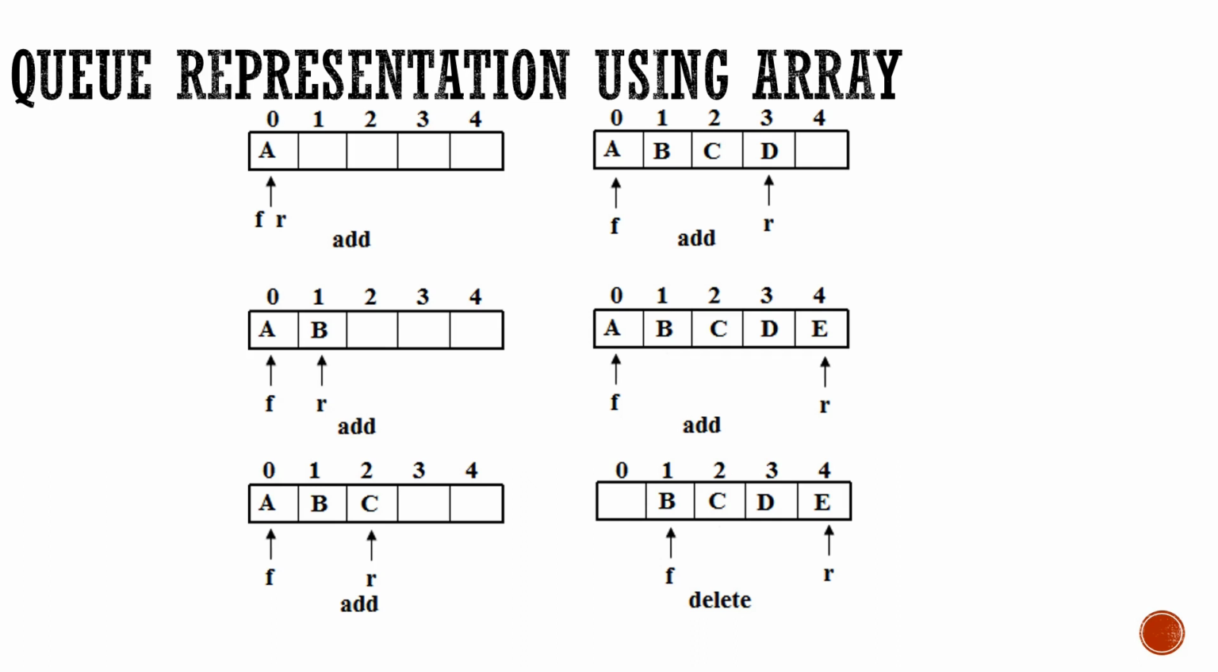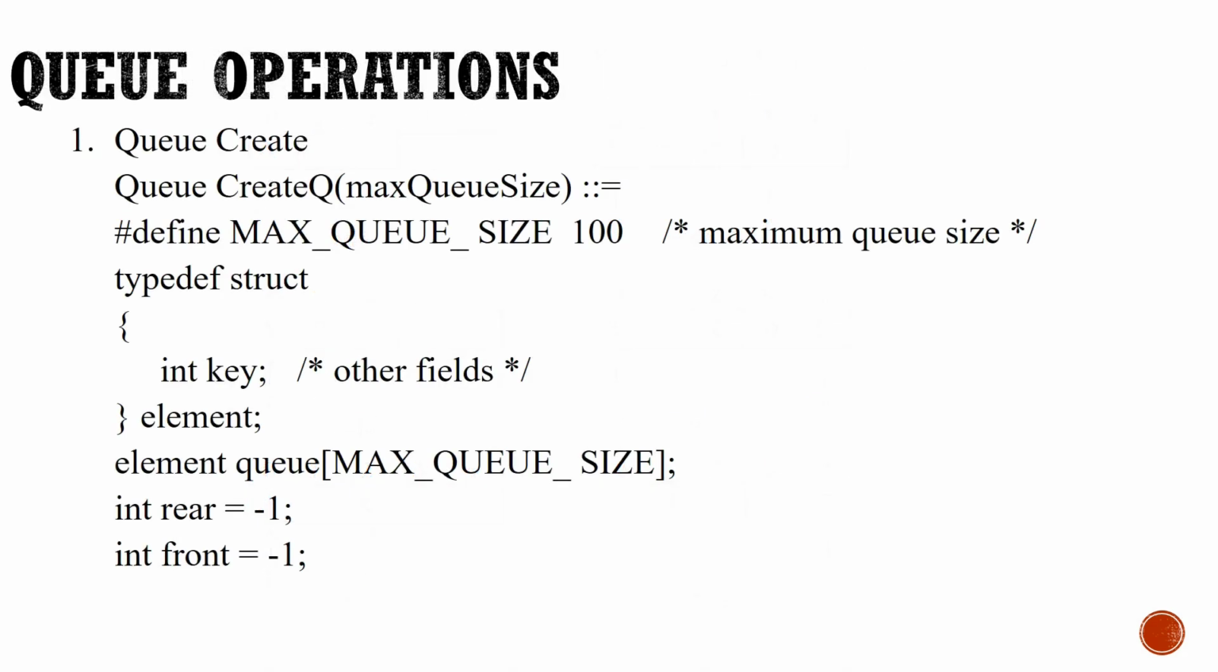Just front will be incremented by 1. So now if you go for the queue operations, the first one is for the creation of the queue. Each element in a queue can have different types of elements, so we are using a structure for creating each element of the queue. That is a type defined structure.